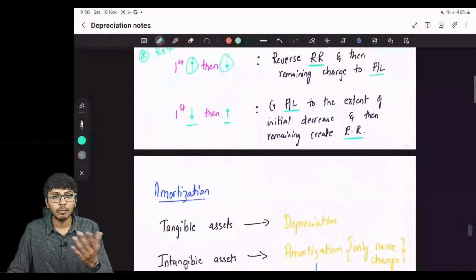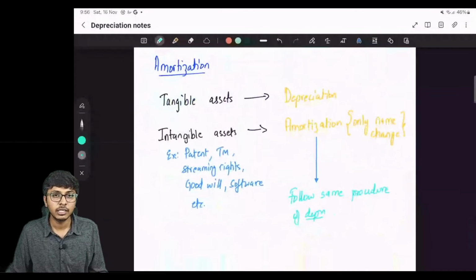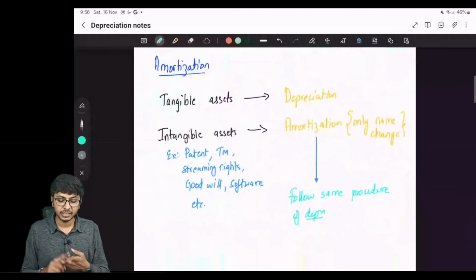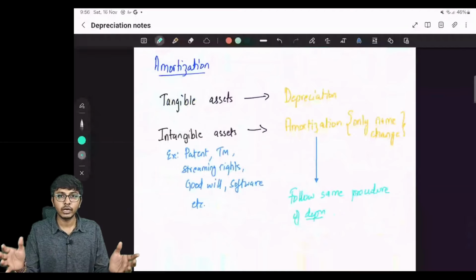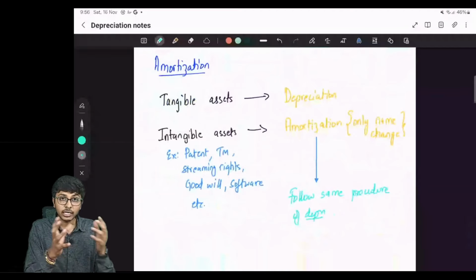Now the last topic, amortization. So what is amortization? There's something called intangible assets. What are the examples? Patent, trademarks, streaming right, like Netflix. If you make a movie and you give it to Netflix for streaming for 1 year, that right is also an asset. They would have paid money for it, so that is also an asset.